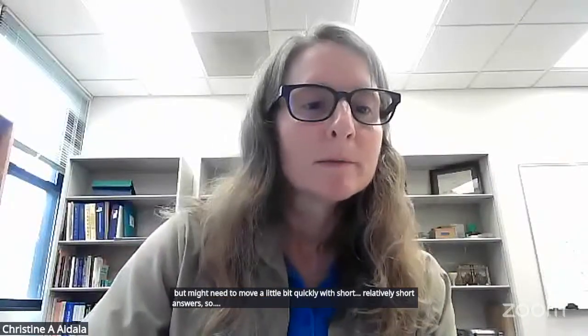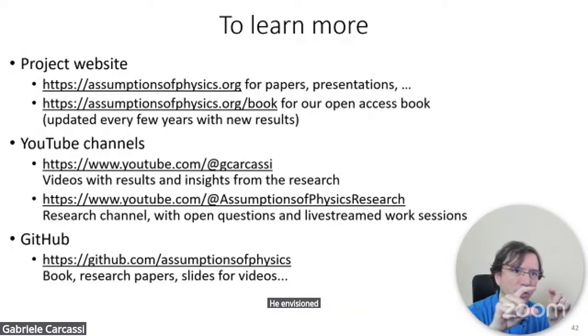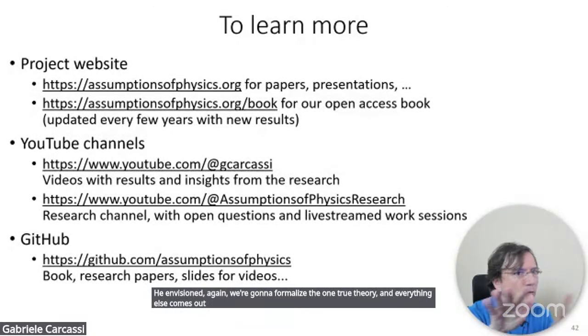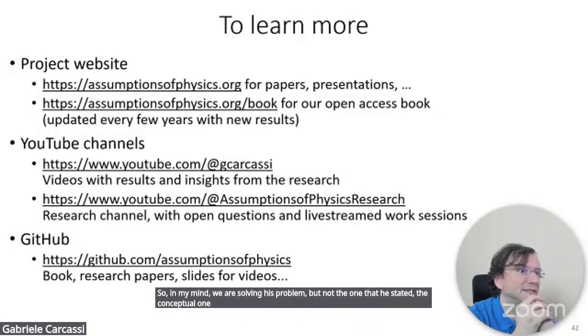So Marwan Mohammed asks, what do you think about the 6th problem from the list of 23 problems by David Hilbert, which is about axiomatizing physics? How can it be related to the project? So basically it's what we're doing, but it's not at all what he envisioned. He envisioned, again, we're going to formalize the one true theory, and everything else comes out of that. And we basically say, yeah, you can formalize it, but not like that. So in my mind, we are solving his problem, but not the one that he stated, the conceptual one of axiomatizing mathematics and physics.